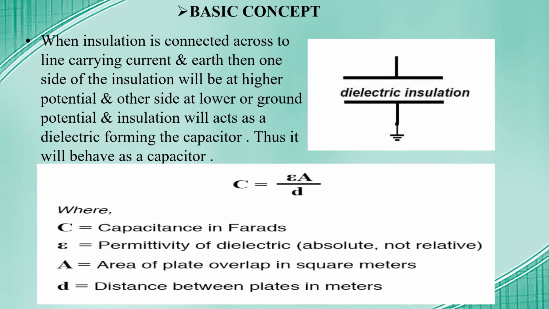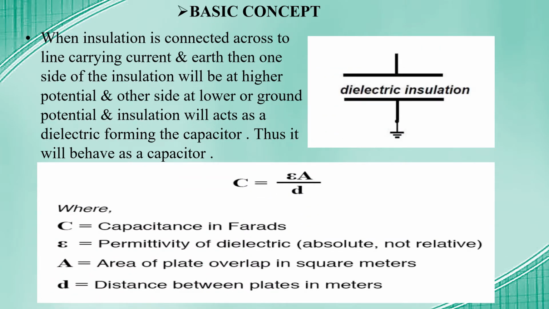Now, let us try to understand the basic concept of tan delta. Whenever insulation is connected between the current carrying conductor and earth, then one side of the insulation will be at higher potential and the other side of the insulation will be at lower or ground potential. In such cases, insulation will act as a dielectric and forms a capacitor as per its definition. This capacitor can be expressed as C equals epsilon A by D, where epsilon is the permittivity of dielectric, A is the area of the plate, and D is the distance between the two plates separated by a dielectric.